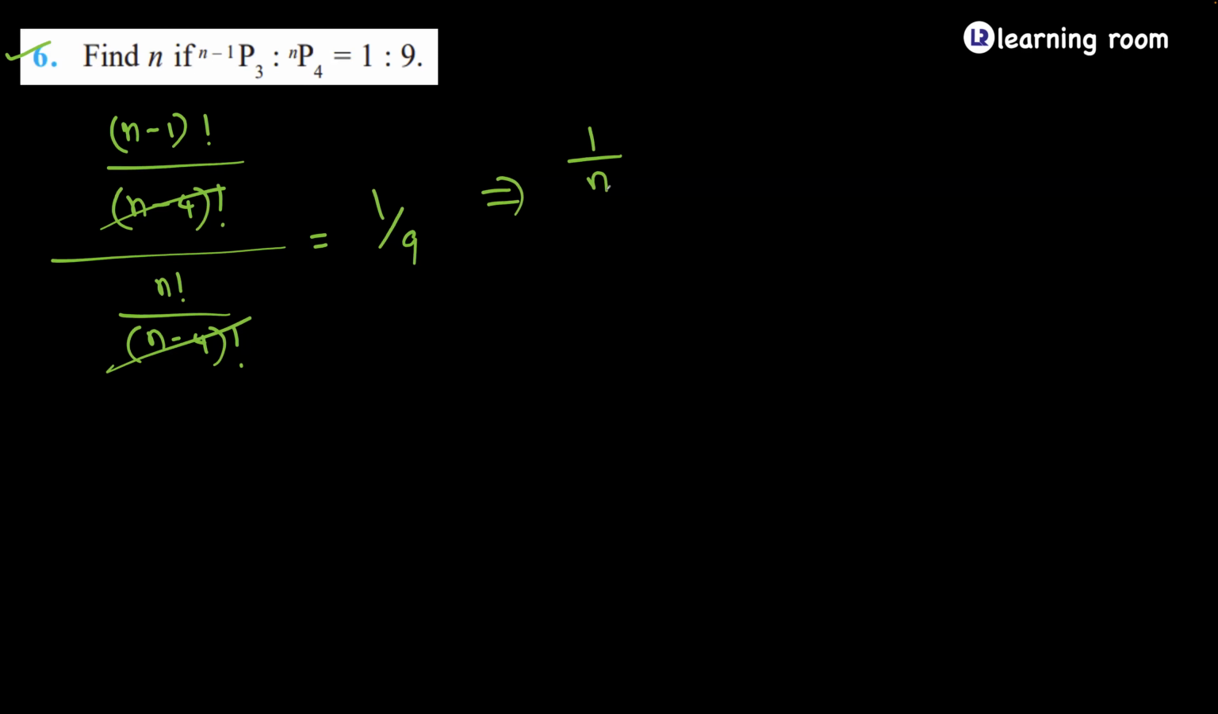So can I directly write it as 1 by n? Because n factorial can be written as n into n minus 1 factorial, they both will get cancelled. So 1 by n is equal to 1 by 9. So what is the value of n? That's the answer.